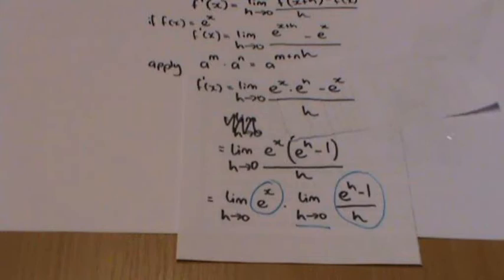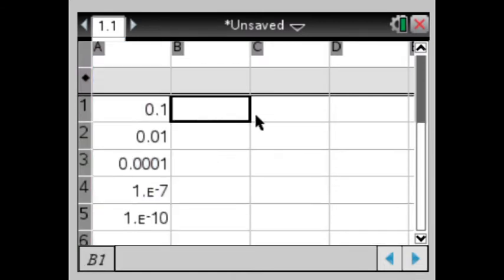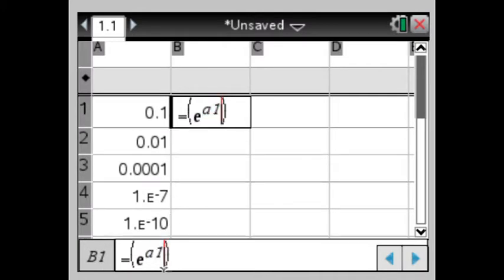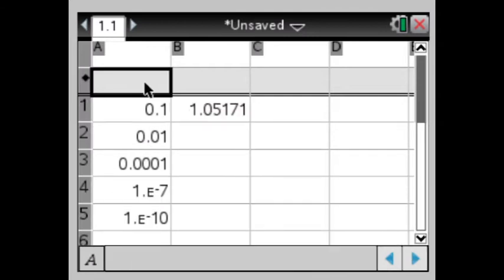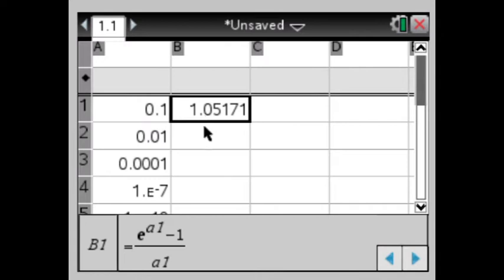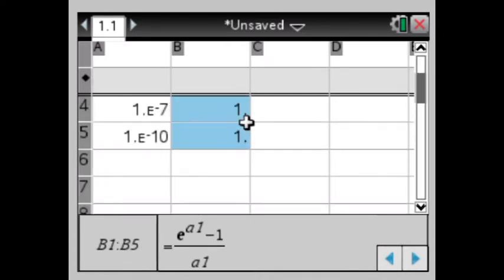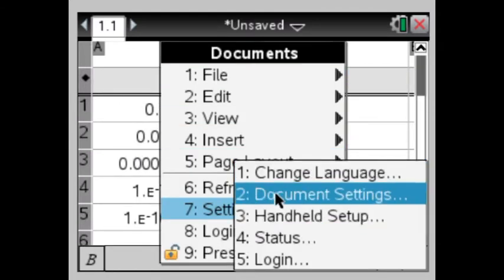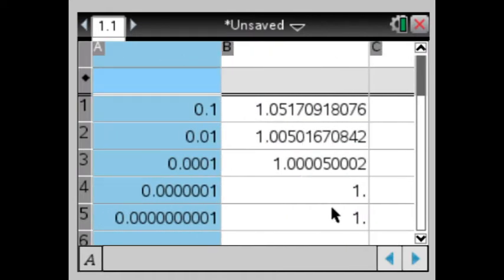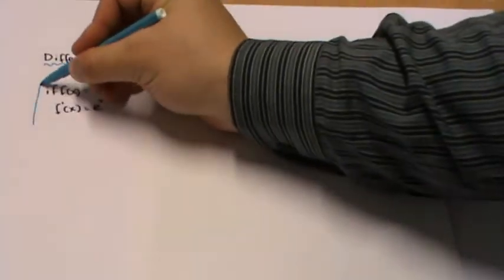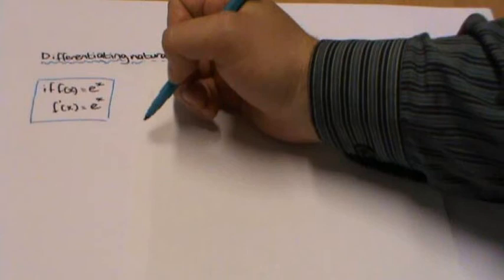However, we'll go to our GDC to see what happens to e to the h minus 1 over h as h approaches 0. We're going to use the spreadsheet function on our GDCs. On one side we're going to type in loads of numbers which are gradually getting smaller and smaller and approaching 0. Once we've done this, we need to enter the formula e to the power h minus 1 over h, and we're going to do that by selecting the variable h to be the boxes in column A. We'll change the number of decimal places so that we can see up to 12 decimal places, and you can see that up to 12 decimal places this clearly has a tendency to go towards 1. So we can say that if f(x) equals e to the power x, then the derivative is also e to the power x. We'll put it in a blue box because it's important.